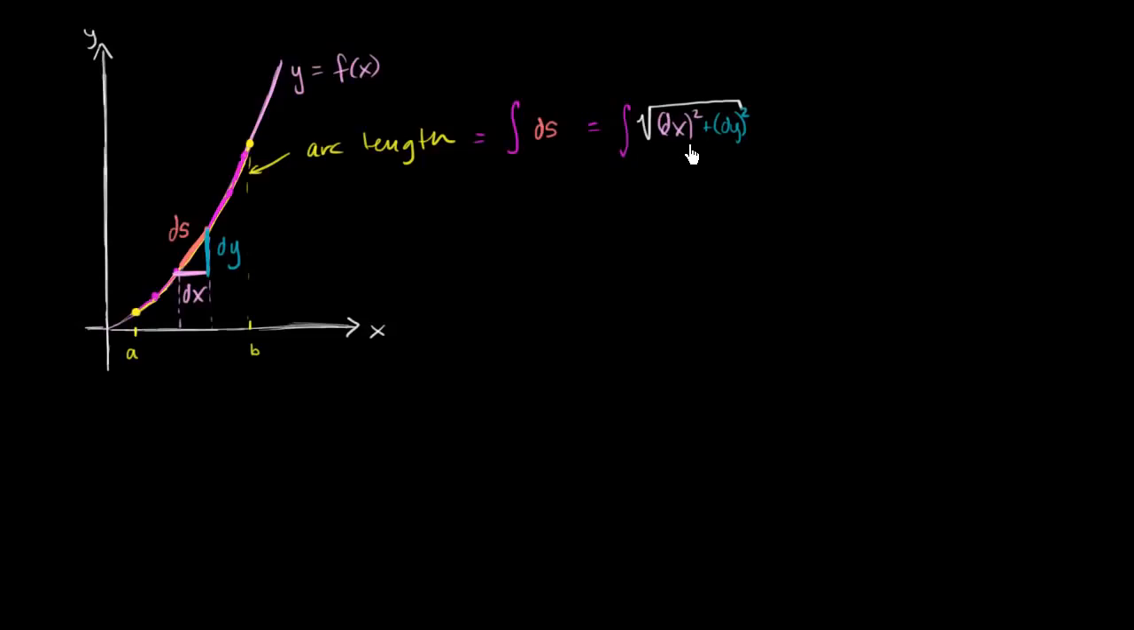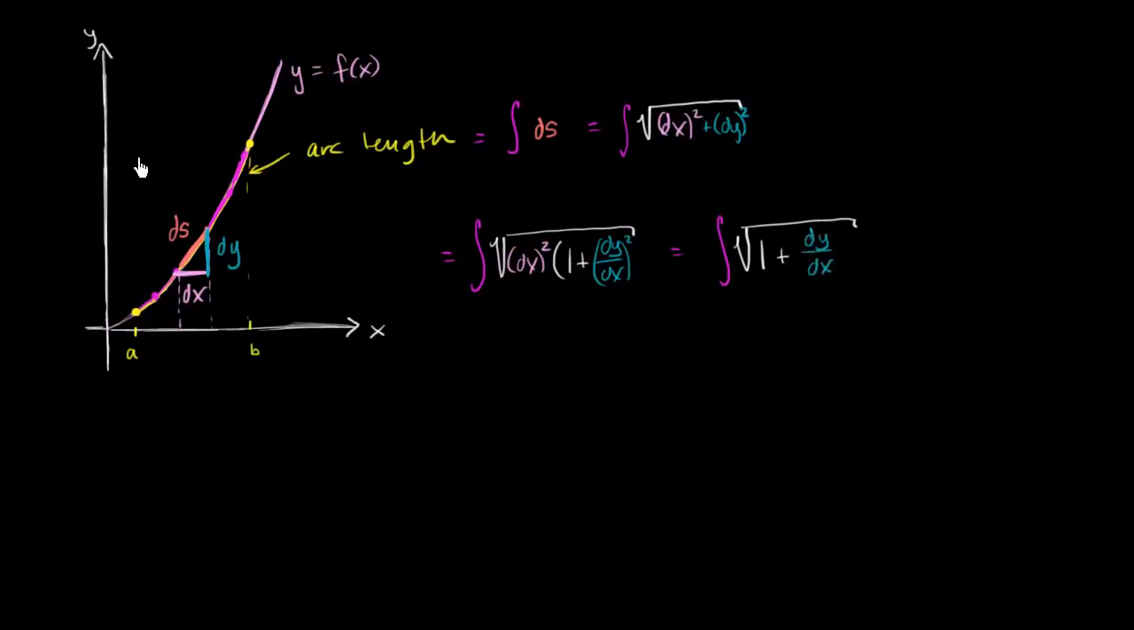Well, I could factor out a dx squared. So let me just rewrite it. This is going to be the same thing as the integral of the square root of dx squared times 1 plus dy over dx squared. Notice this and this is the exact same quantity. If I distribute this dx squared, I'm going to get this right up here. And now I can take the dx squared out of the radical. And so this is going to be the integral of the square root of 1 plus dy/dx squared. And this is interesting because we know what dy/dx is. This is the derivative of our function, dy/dx squared. And if you take the dx squared out of the radical, the square root of dx squared is just going to be dx.